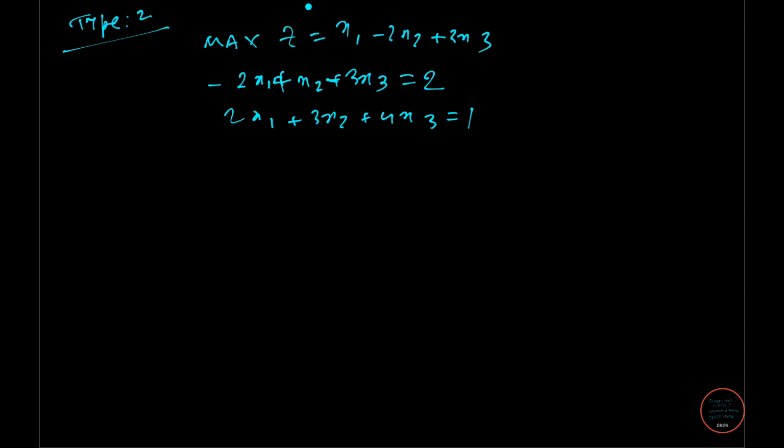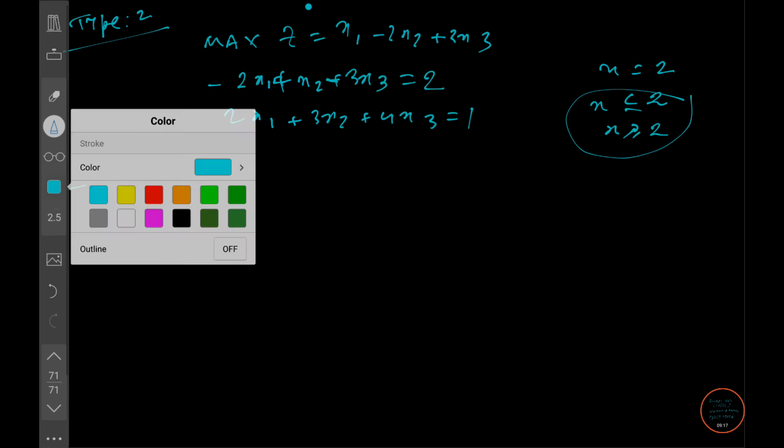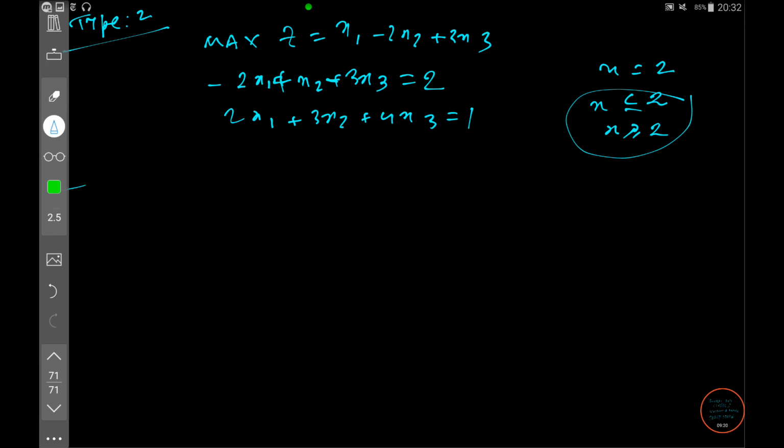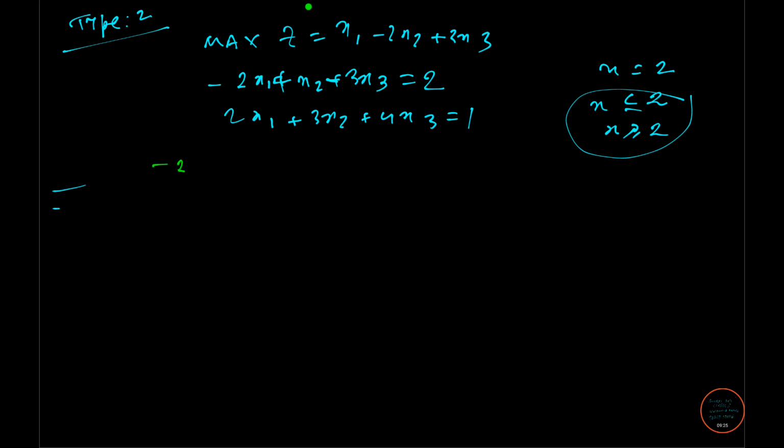So in this case, equal to means if I say x equal to 2, so in LPP manner we can write it in this way. So in order to incorporate the equal to part, we will proceed by equating it first less than and second time with greater than structure. So let's do it. So our first equation will become 2x1 plus x2 plus 3x3 less than equal to 2, and minus 2x1 plus x2 plus 3x3 is greater than equal to 2 as well.